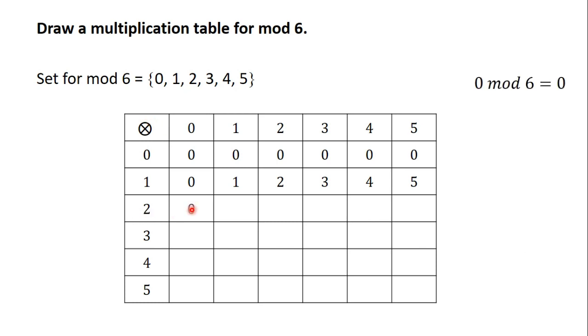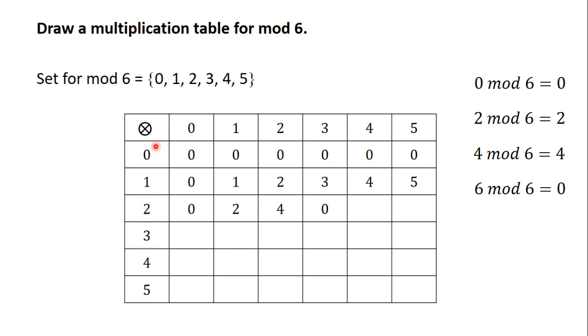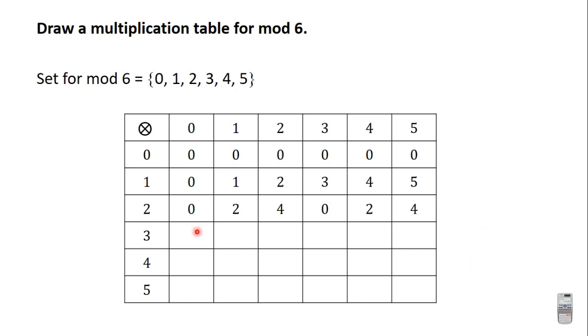2 times 0 is 0. 0 in mode 6 is 0. 2 times 1 is 2. 2 in mode 6 is 2. 2 times 2 is 4. 4 in mode 6 is 4. 2 times 3 is 6. 6 in mode 6 is 0. 2 times 4 is 8. 8 in mode 6 is 2. 2 times 5 is 10. 10 mode 6 is 4. Let's move on to the next row.